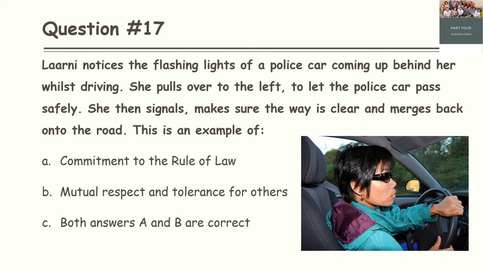Question 17. Larnie notices the flashing lights of a police car coming up behind her whilst driving. She pulls over to the left to let the police car pass safely. She then signals, makes sure the way is clear, and merges back onto the road. This is an example of A. Commitment to the rule of law.